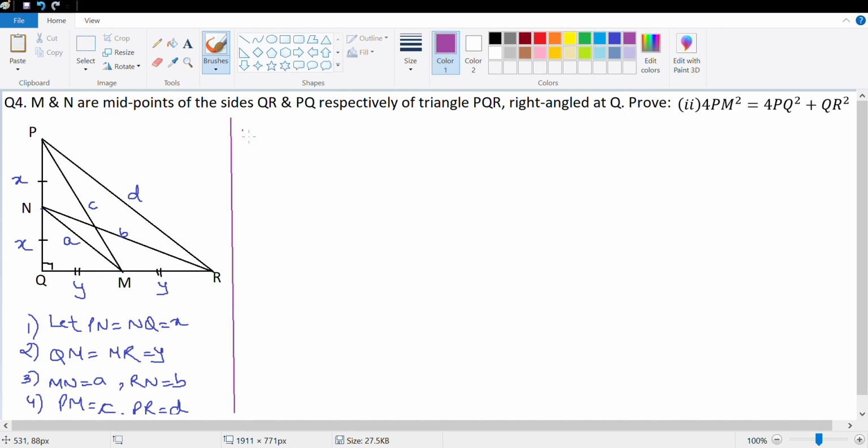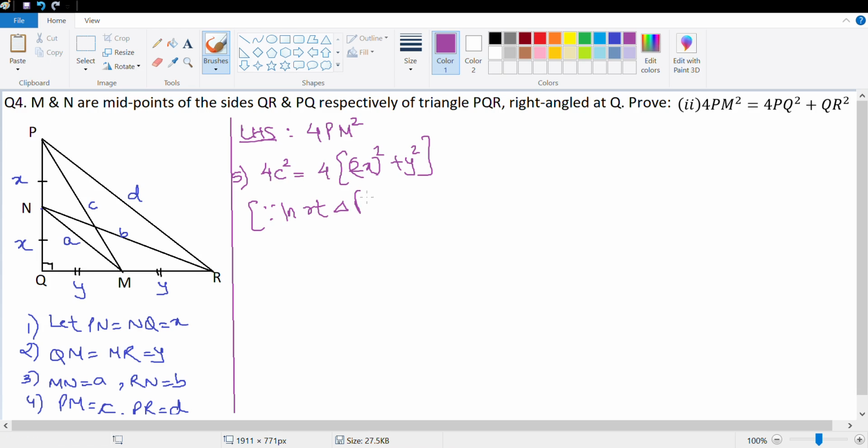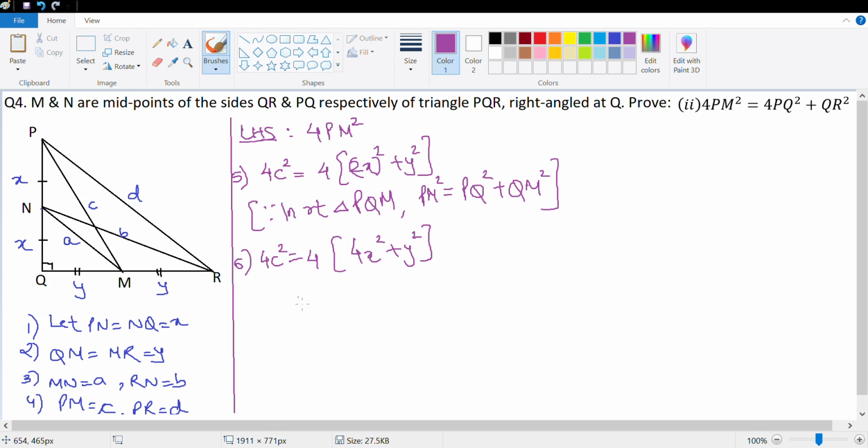So again, let's start with the left hand side. So the left hand side is equal to 4PM square. Now PM is equal to C, which means my left hand side is equal to 4C square, which would be equal to, let's give this point number 5, 4 times 2x whole square plus y square. Reason: in right triangle PQM, PM square is equal to PQ square plus QM square. Now this gives me 4C square is equal to 4 times 4x square plus y square. Therefore 4C square is equal to 16x square plus 4y square. So that's my left hand side.